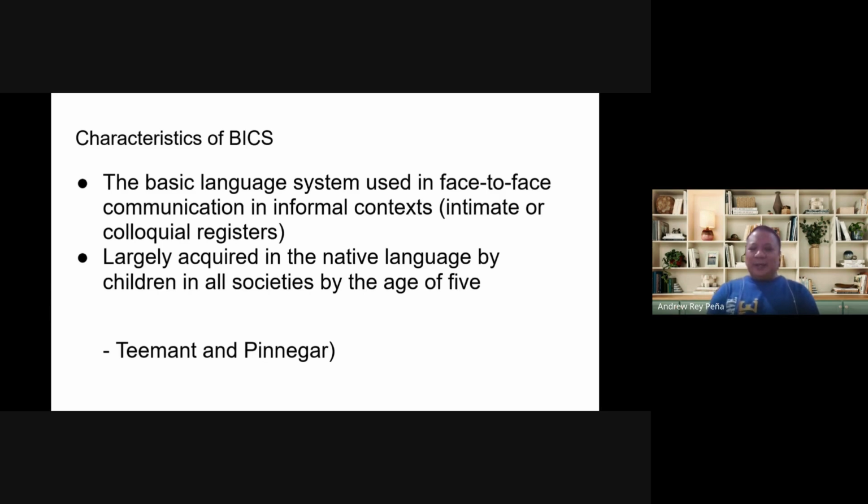So by the way, BICS and CALP were pioneered by Dr. Jim Cummins. He was talking about two broad kinds of language. One for informal settings, the other one for formal settings. So this part here is expounded upon by Tinmat and Pinegar.